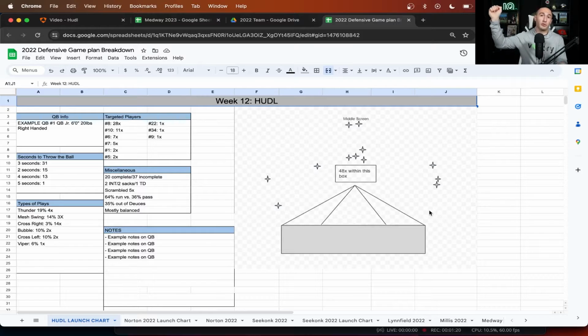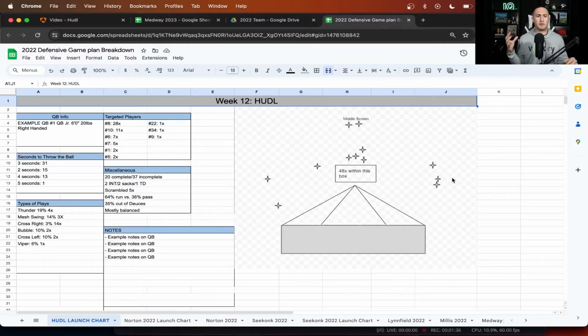So we take a little bit of what we learned from Hudl and what we're seeing on our own while filling out this launch chart, and we kind of combine them together. So when I'm showing the kids from a past perspective what we're looking for this week, we'll show them this chart. So just to go through it quickly, in the top left, you'll see the QB info.